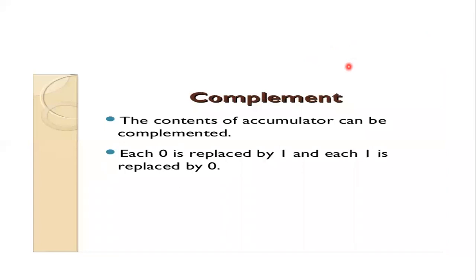In complement, the content of the accumulator can be complemented. That is, each 0 is replaced by 1 and each 1 is replaced by 0. This is called a complement.